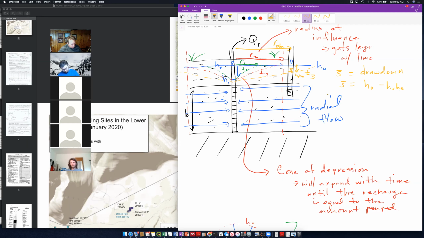All right, so the bottom line is the shape, how far out this cone goes, and how fast the cone moves out, is a function of the hydraulic conductivity and the storage of our aquifer. The whole idea of pump tests is to pump at some known rate and observe how this drawdown cone moves out. The shape of that cone gives us some indication of the aquifer properties.